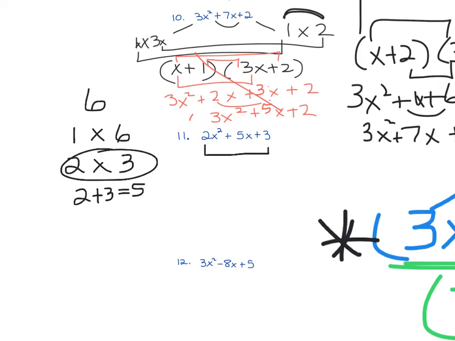So when I set up my binomials, again, take the first term, and you write it at the beginning of both. And then what we're going to do is put the 2 factors. So it's going to be plus 2, plus 3. Now I have to look at them. Can I simplify one or both of the binomials? Is there a GCF in one of them?